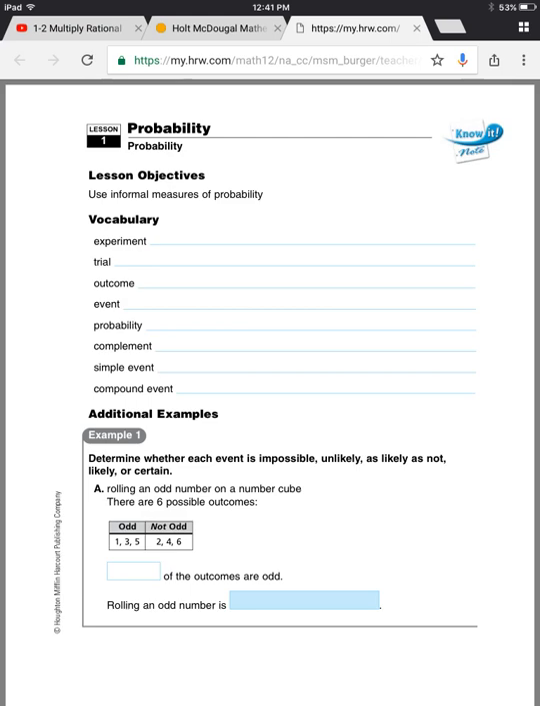So, experiment. An experiment is an activity involving chance. A trial is each repetition or observation of an experiment. The outcome is the result of a probability experiment. An event is a set of one or more outcomes of an experiment. Probability is the measure of how likely an event is to occur. The complement is the set of the outcomes that are not the event. A simple event is an event with a single outcome, and a compound event is two or more simple events.